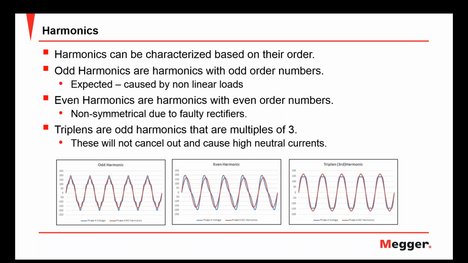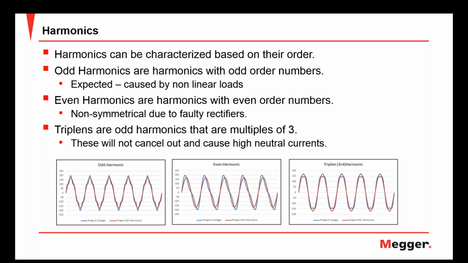So how do we categorize harmonics? Well, there are a couple of different methods. One, you can look at odd, even, and triplen harmonics. Odd harmonics are obviously those with odd numbers: 1, 3, 5. And those are normal. These are what we would expect to see on a system. They are symmetrical and, like I said, normal.